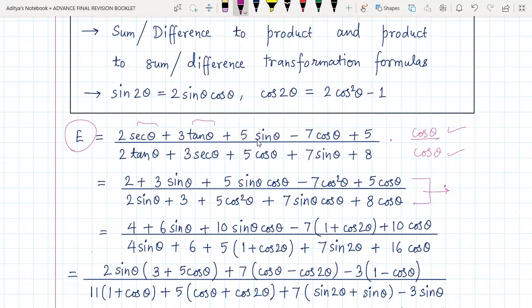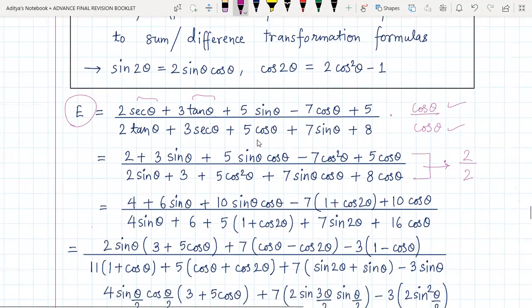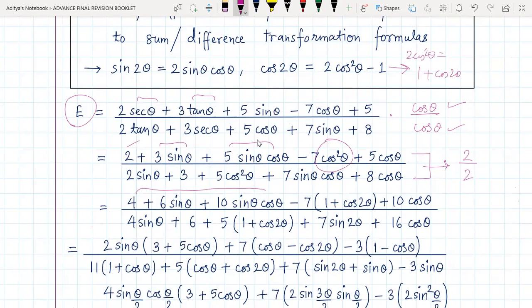As the next step, you will multiply numerator and denominator both by 2. So what happens is we get 4 plus 6 sin theta plus tan sine cos. So that's what we have written. But 2 cos square theta will also be generated, right? From here, I can say that 2 cos square theta is nothing but 1 plus cos 2 theta. So that is exactly what I have replaced 2 cos square theta by in this expression.